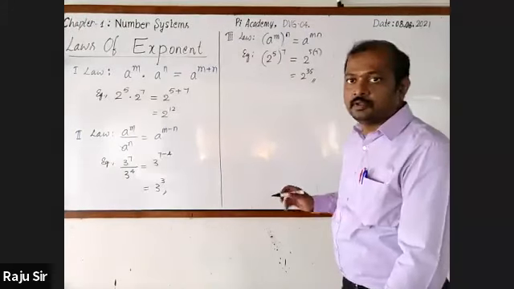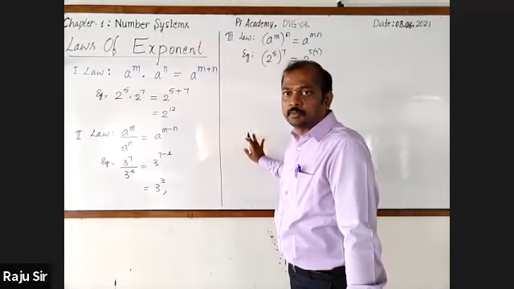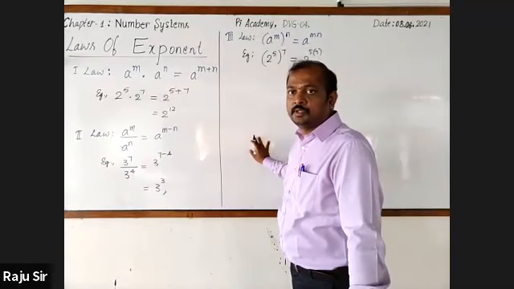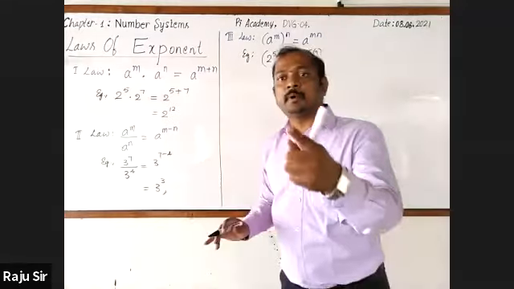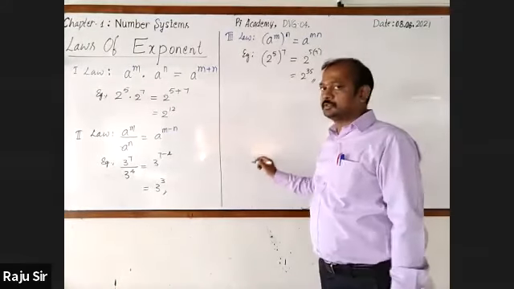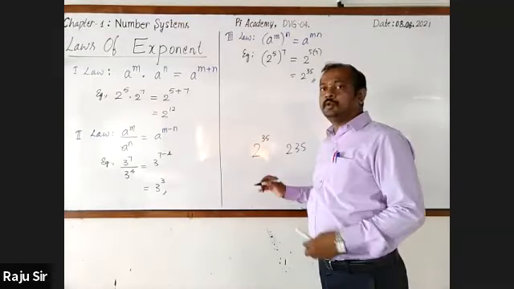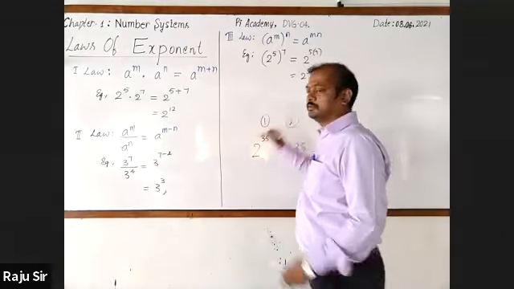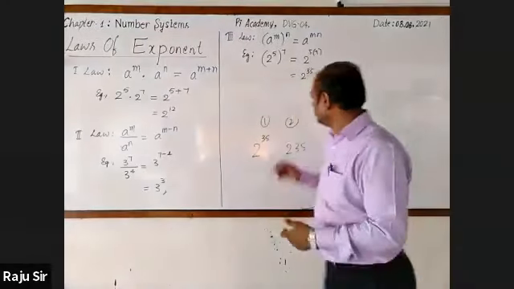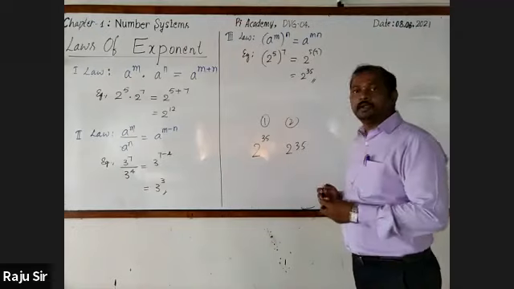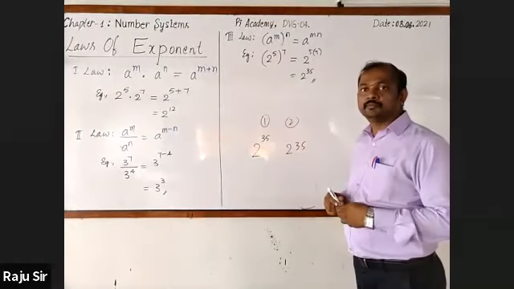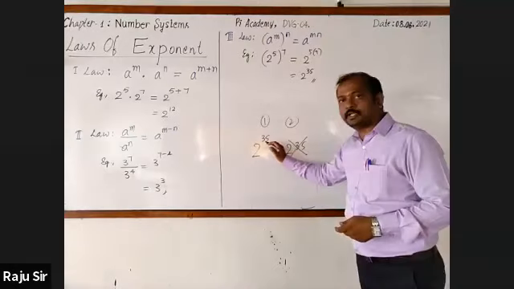Observe it. Look at the board. Everybody should look at the board carefully. I am writing 2 raised to the power 35 in 2 different ways. You have to tell which one is correct. First one or second one? First one is correct. Power should be written here only. Some students write it on the line, and it looks like 235. So avoid writing like this. It must be written in this way only.